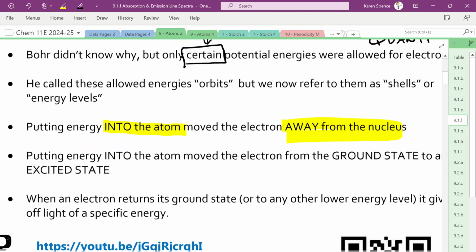And putting energy into the atom moves an electron away from the which state? Away from the ground state into, what do we call it when it's not in the ground state? Excited state. Okay. What happens when an electron returns to its ground state? It releases photons. Yes. Beautiful. Returns to its ground state, it releases photons.